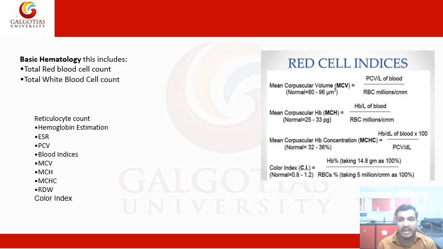And the last one is the color index. Color index is the percentage of hemoglobin, where we usually take 14.8 gram as 100%, divided by the RBC percentage. The RBC range is 4.5 to 6.5, and in this formula we take 5 million per cubic mm as 100%.